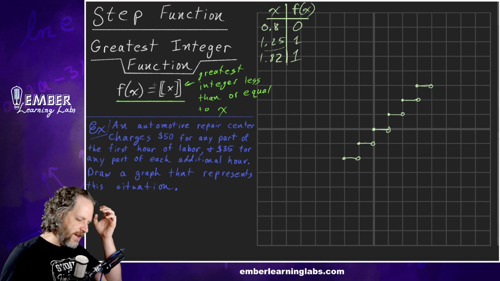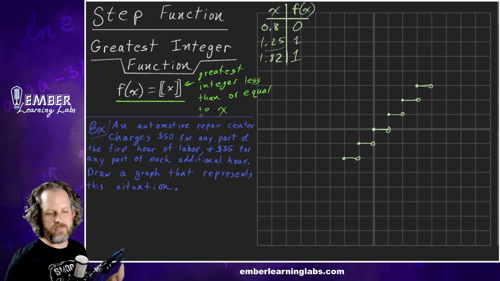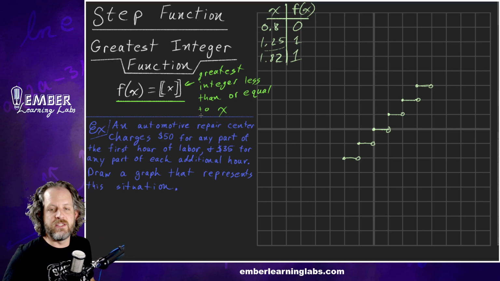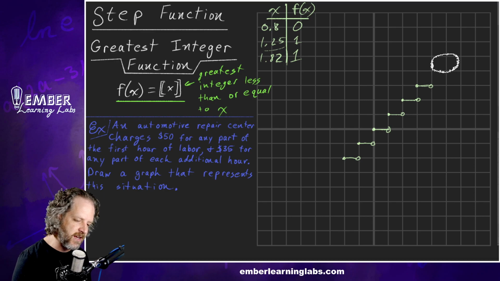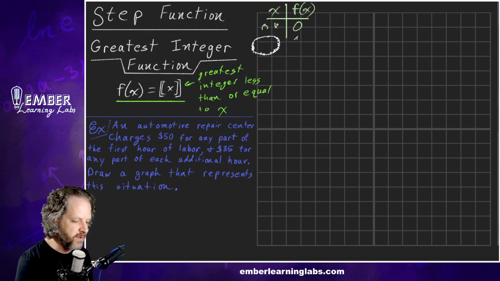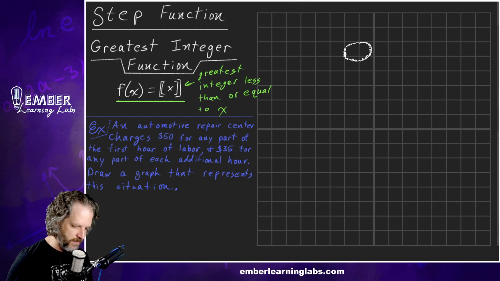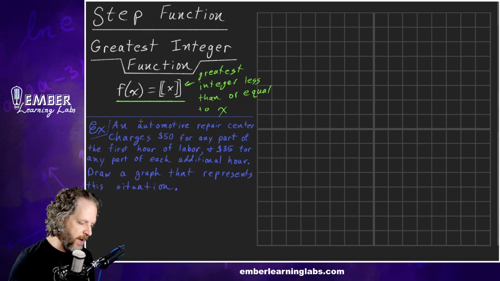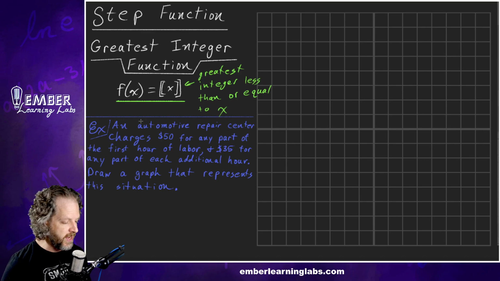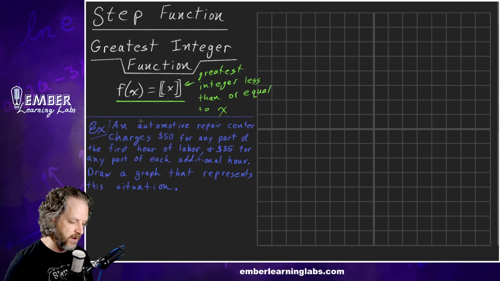So in practical terms, what would this be for? That's what this blue example is all about. So let's take a look at that. I'm going to erase this. You shouldn't erase yours; you should keep it and do a new one. So let's do this example. An automotive repair center charges $50 for any part of the first hour of labor and $35 for any part of each additional hour. Draw a graph of this situation.